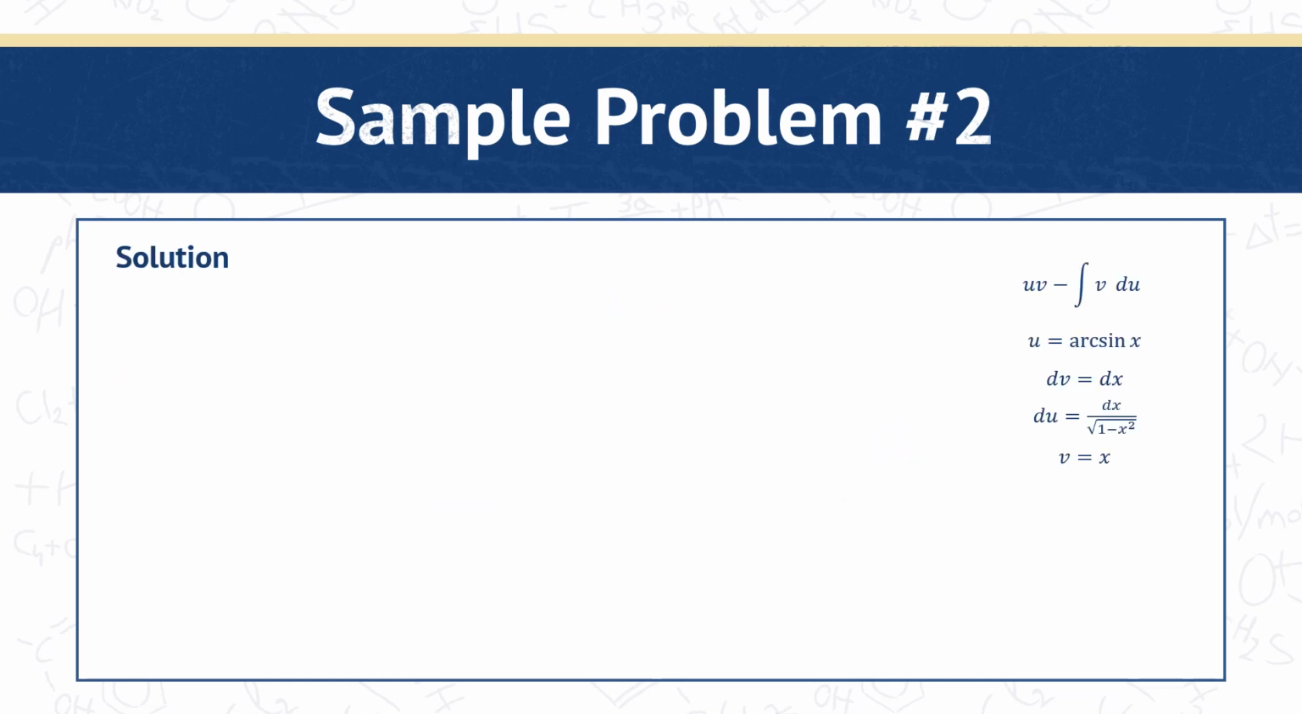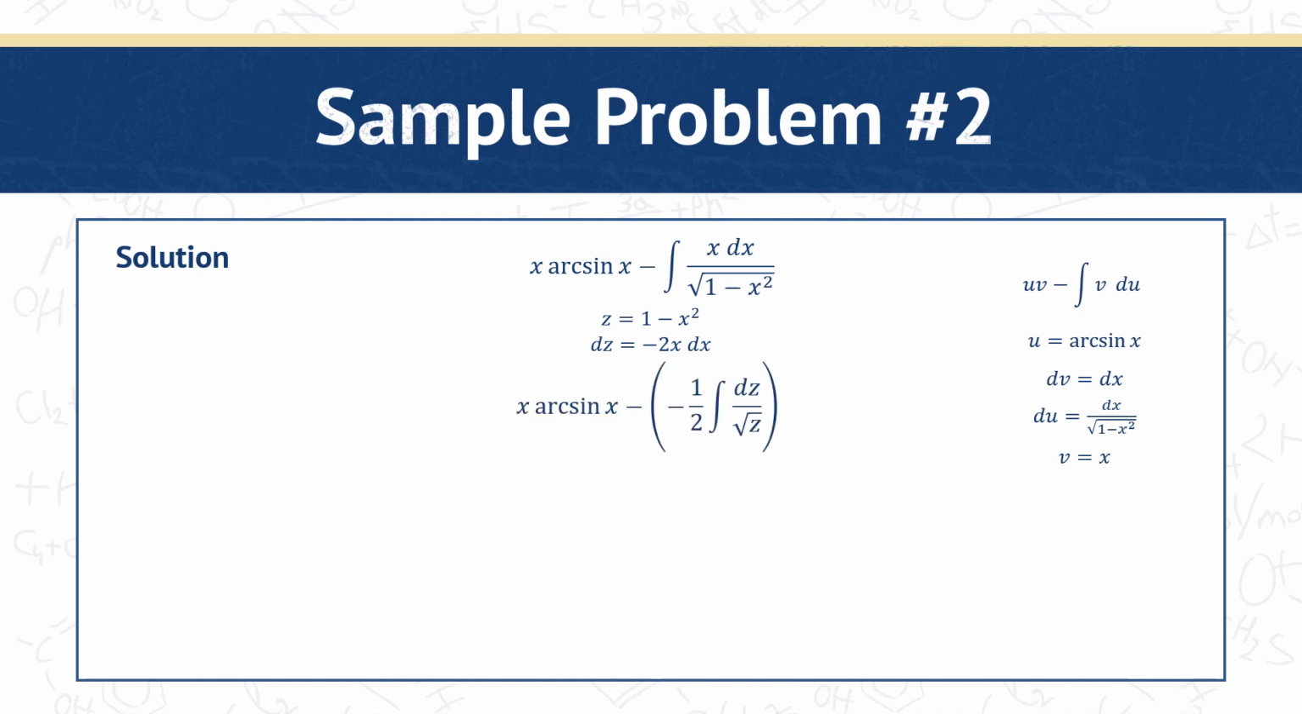Now we write the function again in terms of uv minus the integral of v du. So we get x arcsine x minus the integral of x dx over the square root of 1 minus x squared. Now to simplify the second term, we can actually use u substitution. But in this case, let's use another variable since we already used the letter u. So we can let z equals 1 minus x squared, and differentiating this in order to get dz, we get dz equals negative 2x dx.